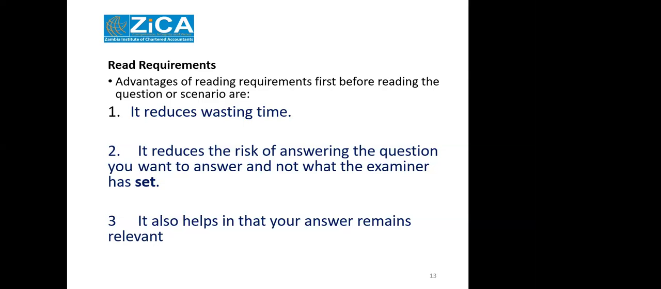It also reduces the risk of answering the question you want to answer and not what the examiner has said. 3, it also helps in that your answer remains relevant. By referring to the requirement, it means that you continuously bring up points which are relevant to that requirement.